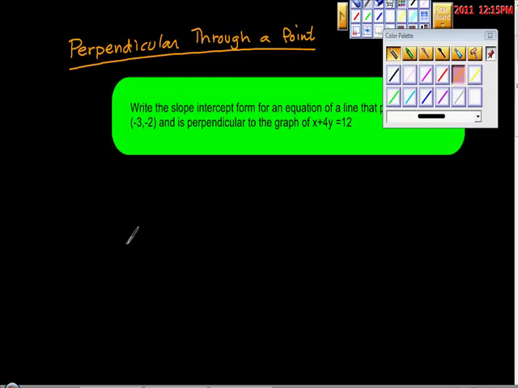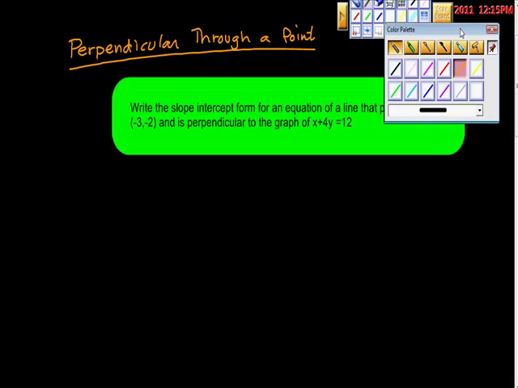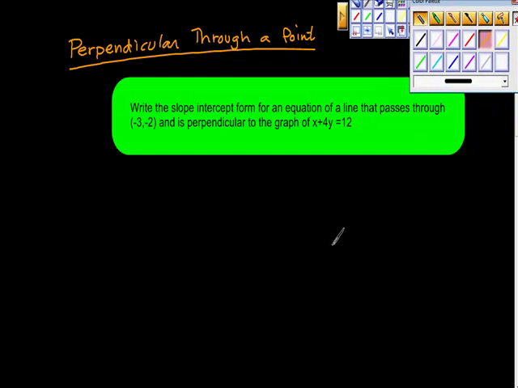Alright, here we go, perpendicular through a point. So what we're asked to do today is this. We're to write the slope intercept form of an equation of a line that passes through the point -3, -2, and is perpendicular to the graph of x plus 4y equals 12. That's a lot to do.